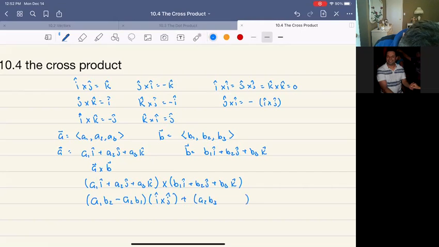So A2 B3 is going to be j cross k. All right, let's try the other one that's going to be j cross k. Well, you have k cross j here, right? So that's going to get a negative sign, minus A3 B2.